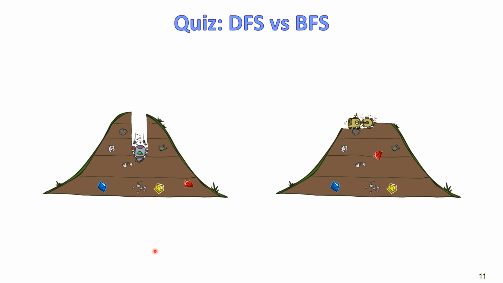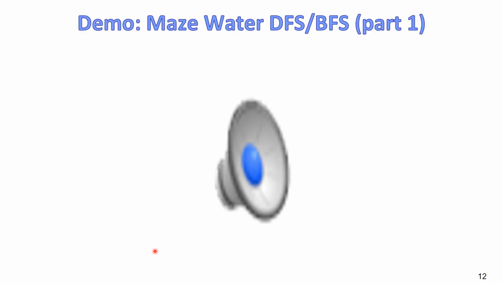Okay, I hope now that the difference between DFS and BFS is clear. Let me do a quick quiz here. I will show you demos, and for each demo tell me which search strategy is used. Is it BFS or DFS?